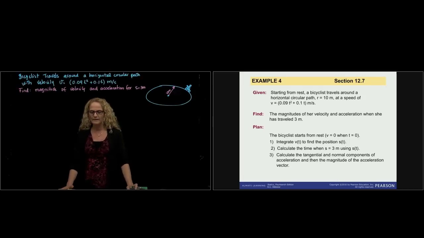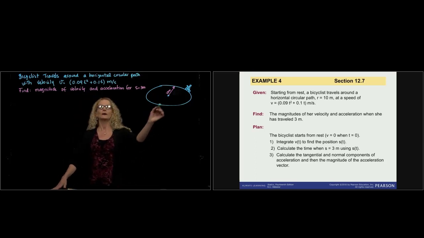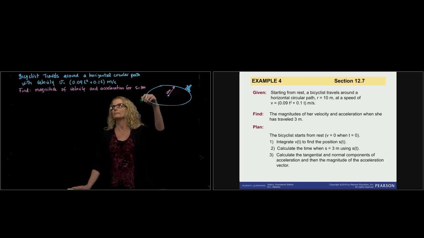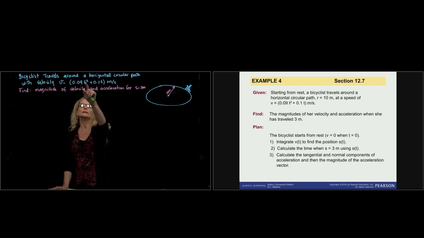Hi everyone, here we are in chapter 12, section 12.7, and this is example number 4. We have a cyclist that travels around a horizontal circular path with a velocity of 0.09 t squared plus 0.1 t meters per second.